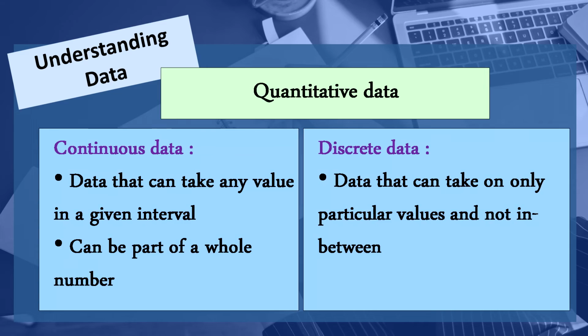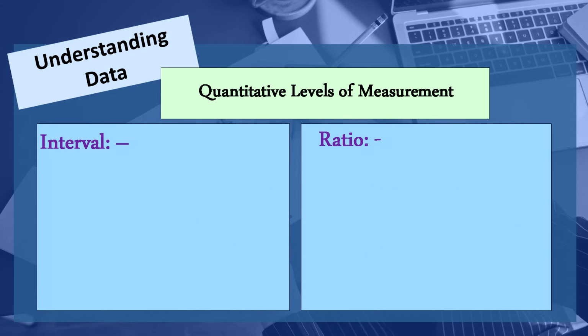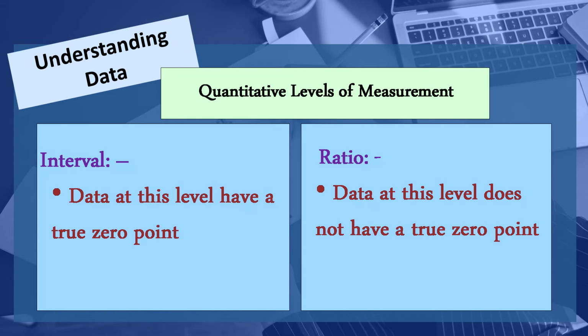Next level is quantitative data. Here we have discussed continuous and discrete data. Discrete or continuous data can again be classified into two levels of measurement: one is interval, another one is ratio. The difference between ratio and interval is that in interval, the 0 has a meaning, and in ratio, 0 doesn't have meaning. But both measurements carry the values of continuous data as well as discrete data. Both continuous and discrete can go in an interval, and can go in a ratio also.